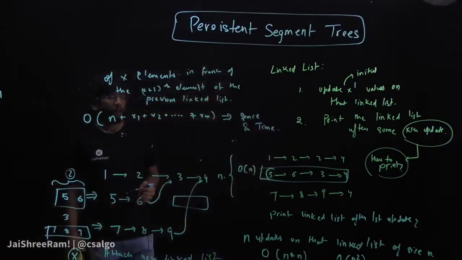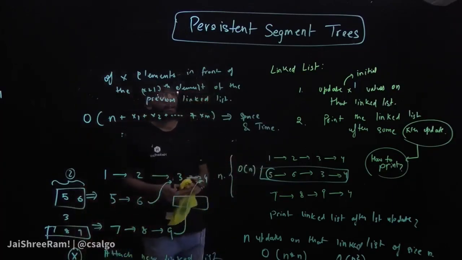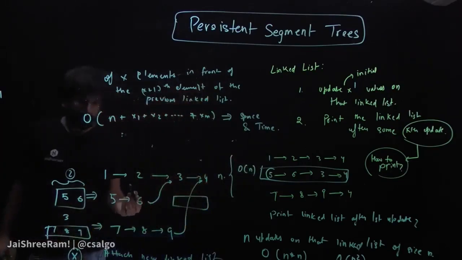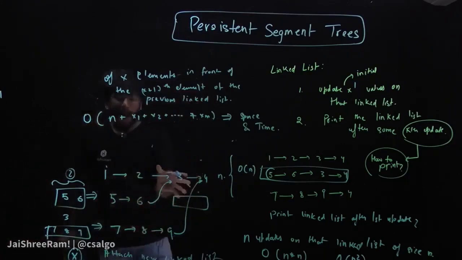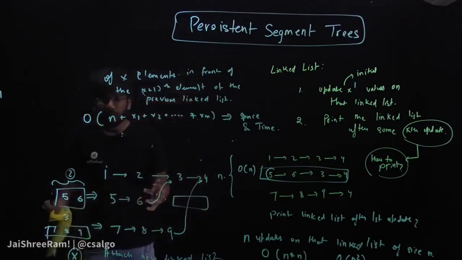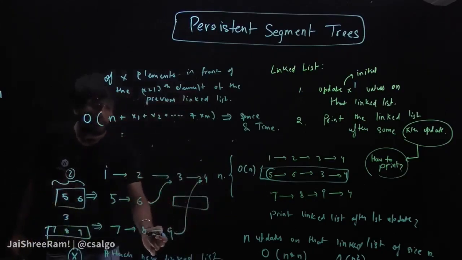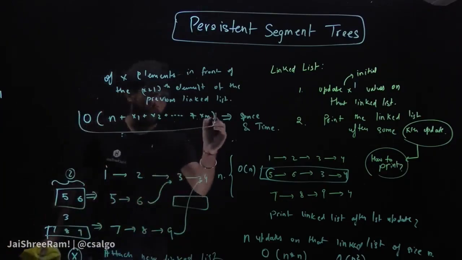So this is a persistent data structure in the form of a linked list, and as we can see, we can actually keep all the updates that are taking place on the linked list as they are. So we can print the linked list after the first update, even after the second update, even after the third update, and maintain the space and time complexity to be this.